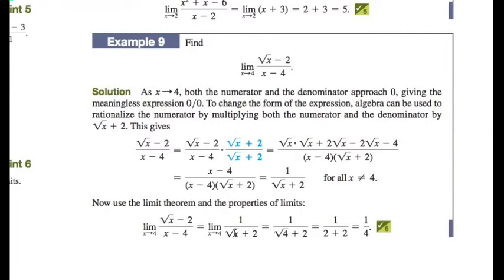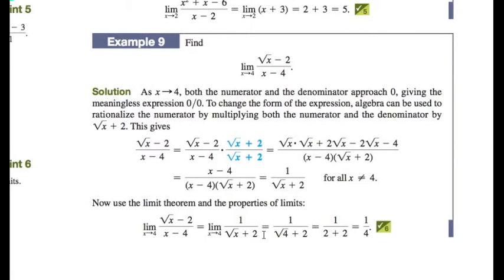So now we can just use our formulas that we used before. The limit of the quotient is the limit of the numerator divided by the limit of the denominator. So we take the limit of the numerator as x approaches 4. The numerator is a constant. So the limit of this numerator as x approaches 4 would be 1. Remember, the limit of a constant is the constant itself. So the limit of 1 as x approaches 4 would be equal to 1. So that's what we have in our numerator.